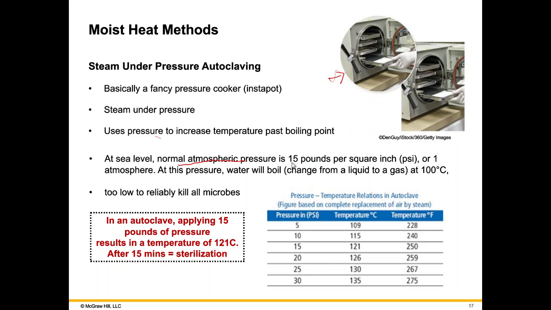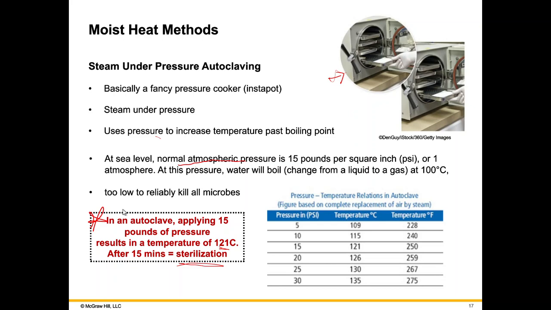So in this autoclave, we're going to apply 15 additional pounds of pressure to this device, and it's going to result in a higher temperature than boiling point. In fact, it'll go up to typically 121 degrees Celsius. And after 15 minutes of that exposure to that temperature and pressure, it will reach sterilization. So you should know this. I have it in red for a reason and starring it, etc.